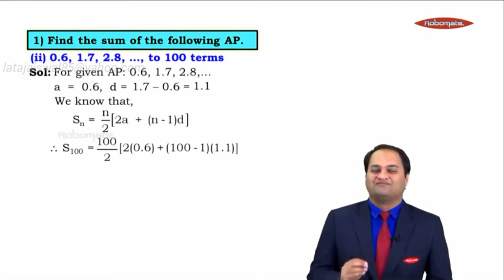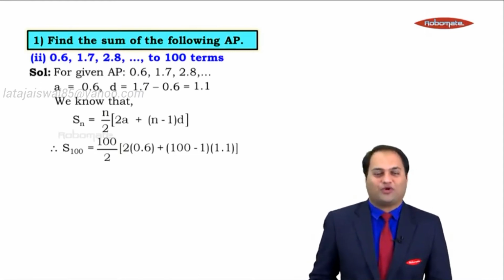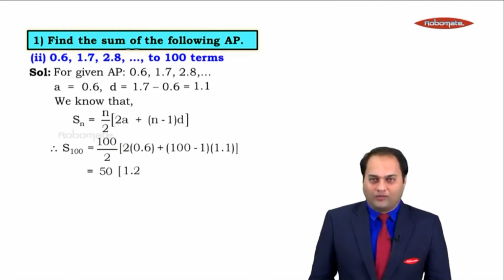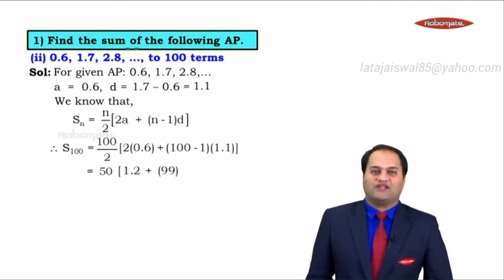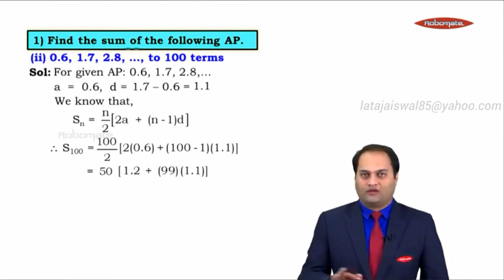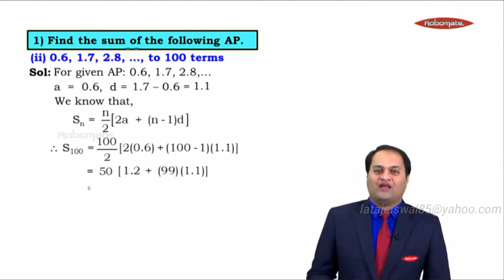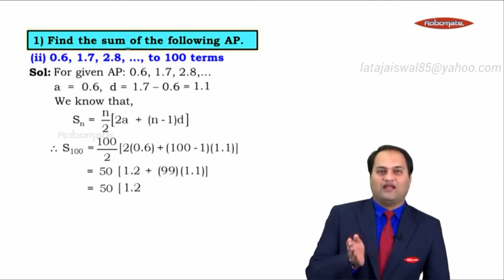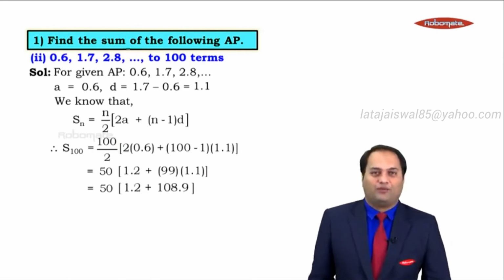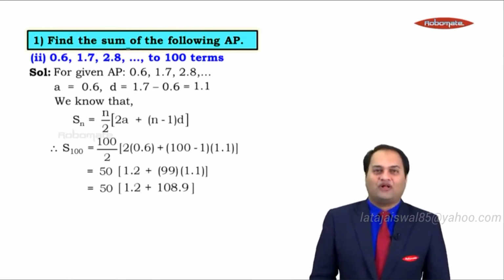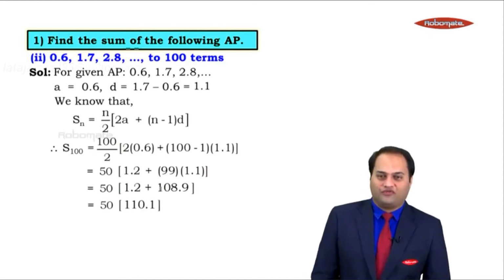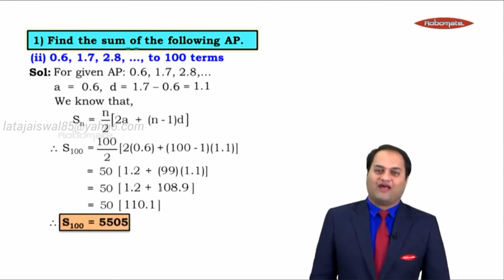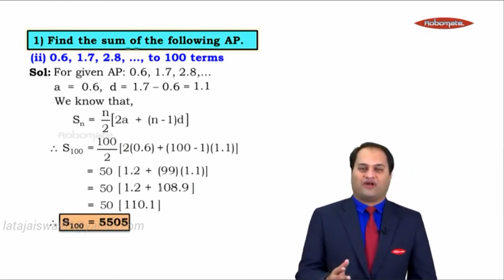Lots of decimals, right? Let's go step by step. Do the calculations properly. 100 upon 2 is 50. 2 into 0.6 is 1.2. 100 minus 1 is 99. And 1.1 you need to multiply with 99. Let's multiply first as per the rule. We get 1.2 plus 99 into 1.1 is 108.9. Let's add now 108.9 and 1.2. We get 50 into 110.1. Let's multiply the two. We get S100 is equal to 5505.